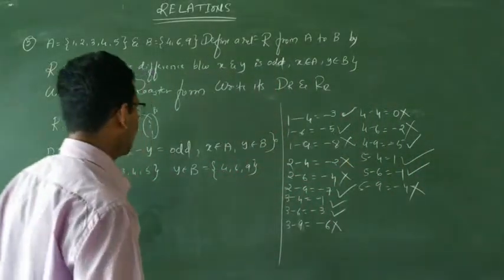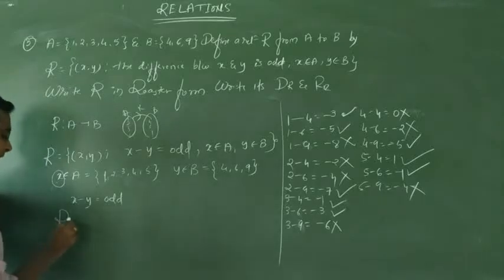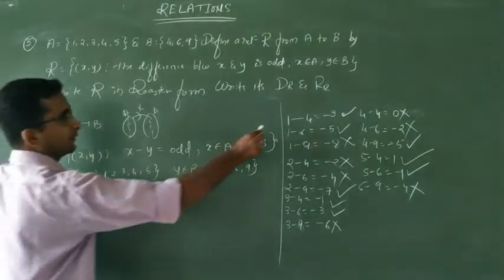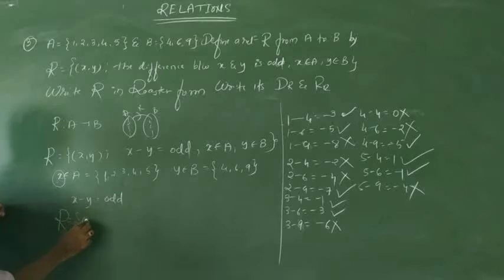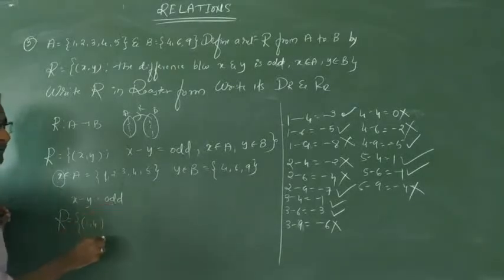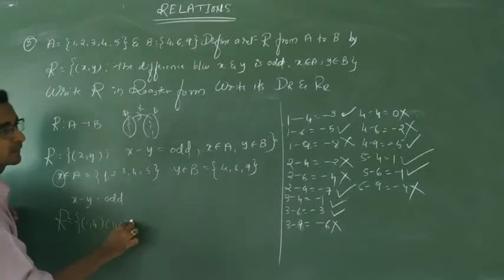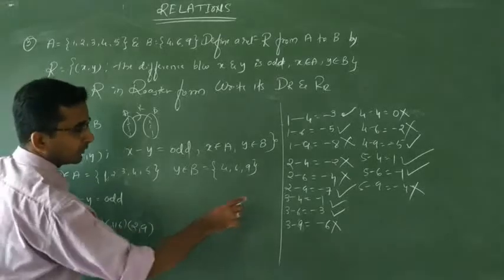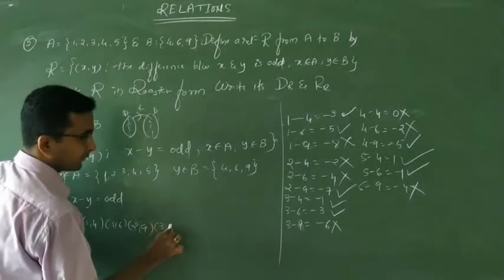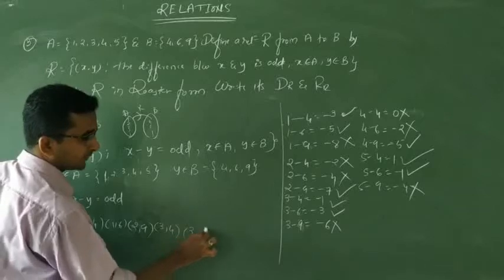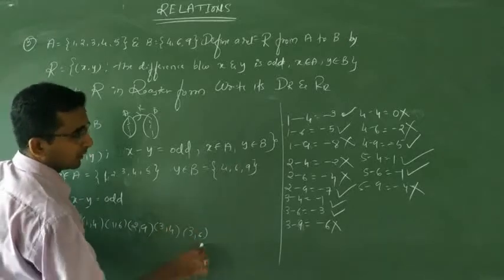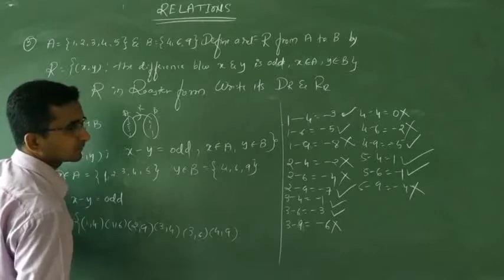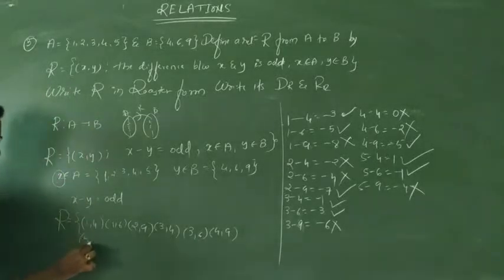The pairs that satisfy the condition belong to this relation. That means we can write R as: when x is 1, y is 4, that is (1, 4). Next (1, 6), (2, 9), (3, 4), (3, 6), (4, 9), (5, 4), (5, 6).